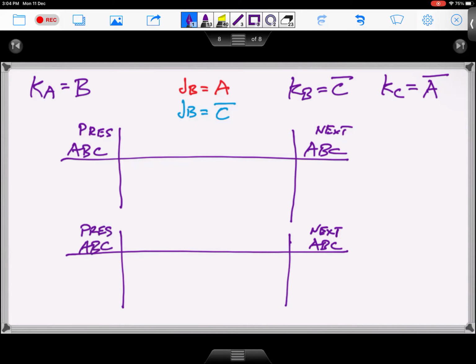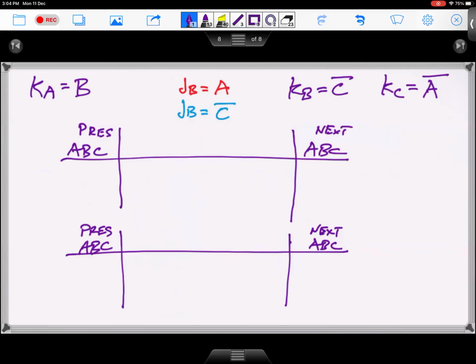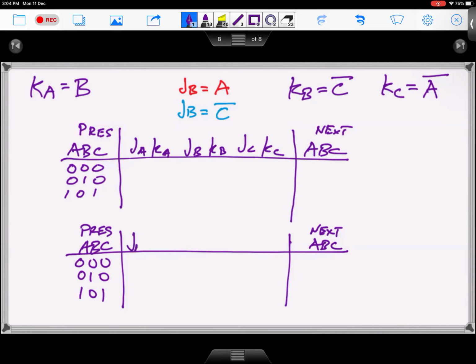What is the present A, B, and C? What's missing from our sequence? 0, 2, and 5 is missing. 0, 2, 5. There we go.